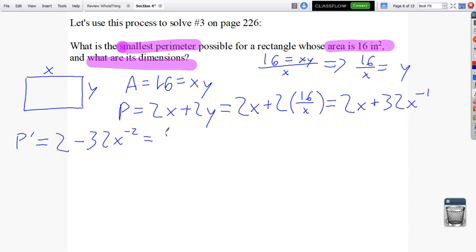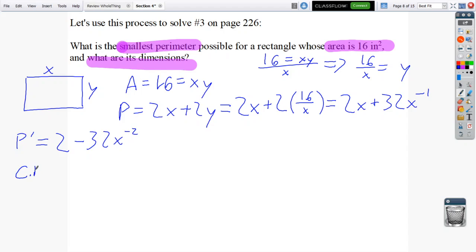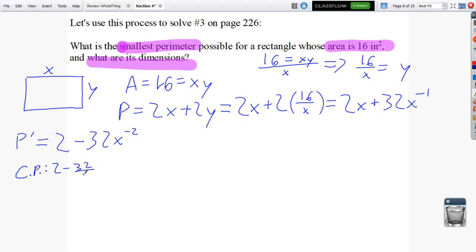And again, my whole goal here is to find my critical points. I'm going to put this in a separate step. I'm now trying to find my critical points. My critical points are going to be where P prime, 2 minus 32, now let's put the x squared down at the bottom, is equal to 0. Now I just have to solve for x squared. I'll toss that 32 over x squared to the other side by adding it. We now have 2 is equal to 32 over x squared.